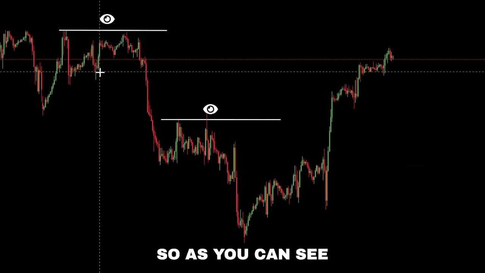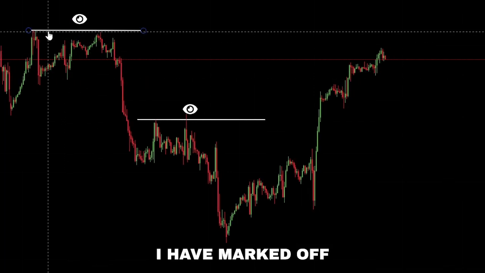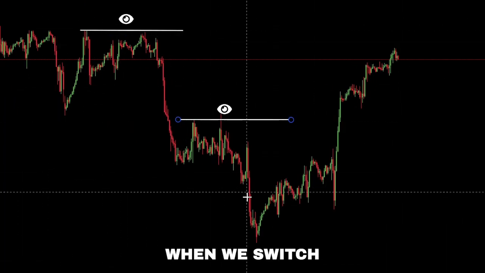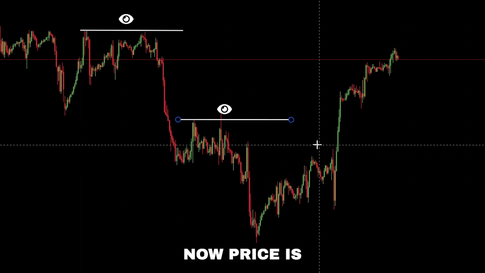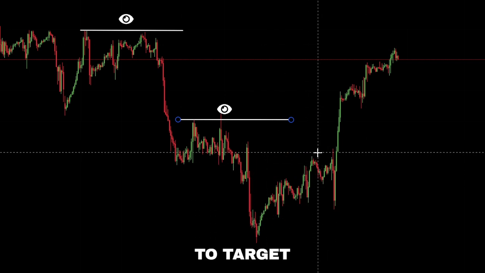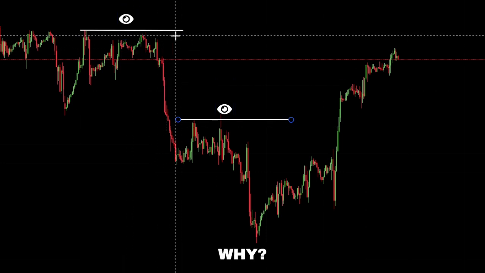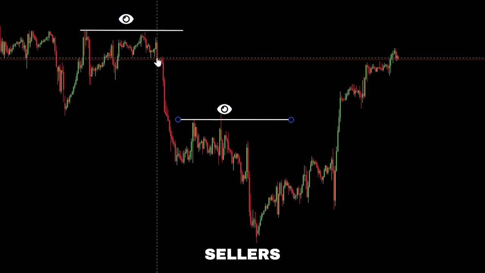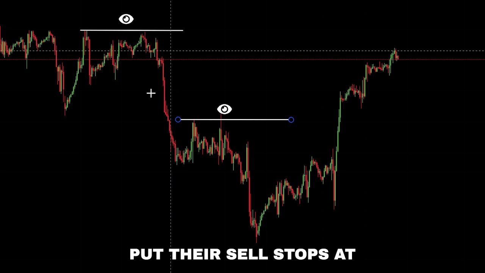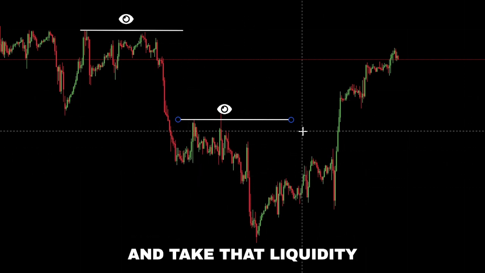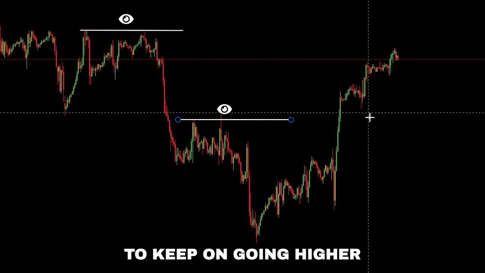So as you can see right here, I have marked off our equal highs while we were selling down. When we switch and we go into an uptrend, now price is more than likely to target these equal highs and these equal highs. Why? Because that is where sellers put their sell stops at, and the market needs to go up and take that liquidity for price to keep on going higher.